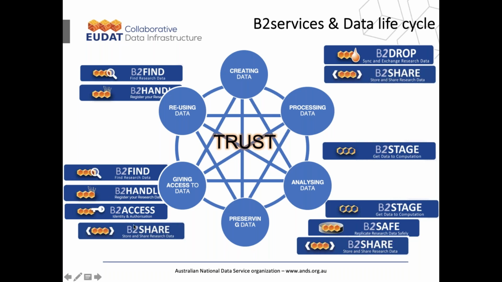Again, services like B2HANDLE and B2FIND are very useful when you want to find new data, when you want to discover new data. These services make sure that your data will be assigned a PID, for example, and it's findable through the internet. So as a researcher, you want to find new data, but you also should be able to make your own data findable to others. And this is where these services help a lot.